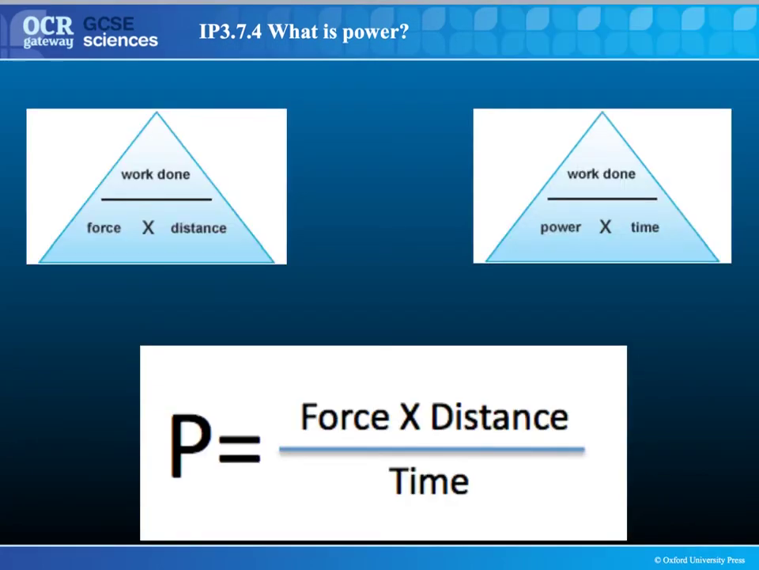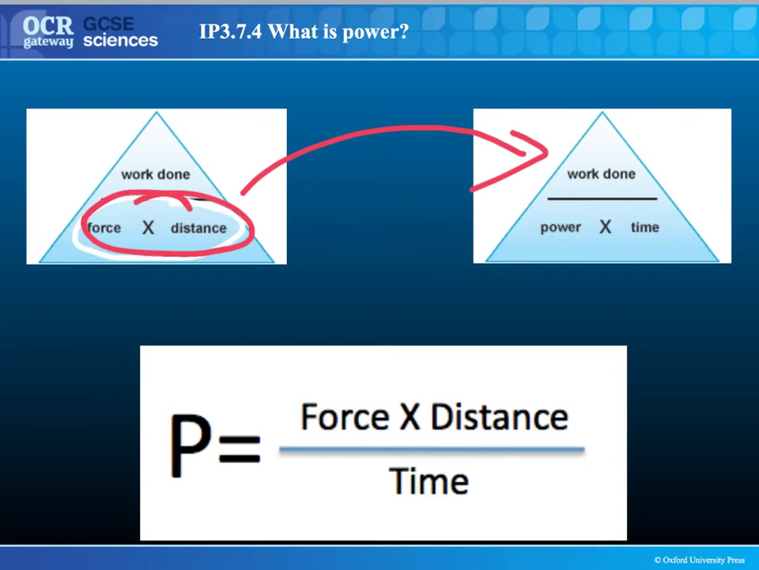And the final thing is combining these 2 equations. This is the work done equation from last time. The amount of work that you do is equal to the force times the distance. This is the equation from this lesson. The amount of power is equal to the work that you do in the amount of time. So if you substitute this part of the equation and swap it for work done in this equation, what you end up with is this equation down at the bottom. The power is equal to the force times the distance divided by the time, which is combining these two equations to give this one.